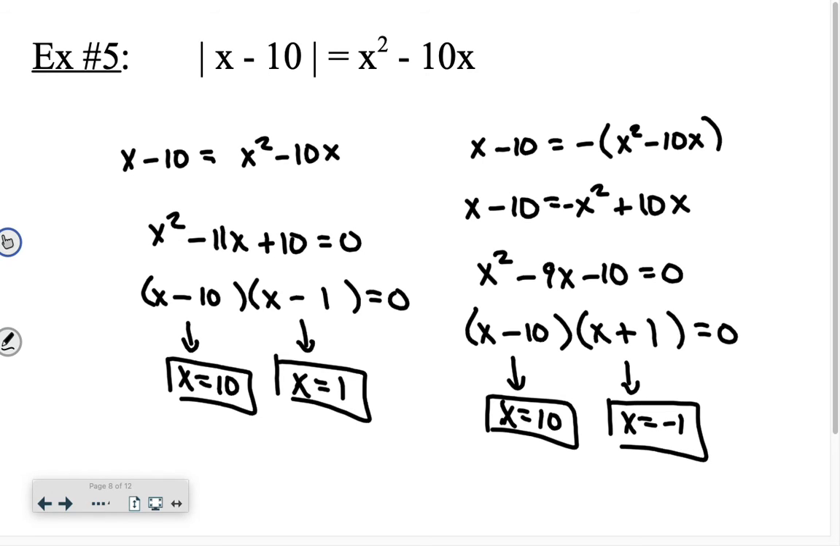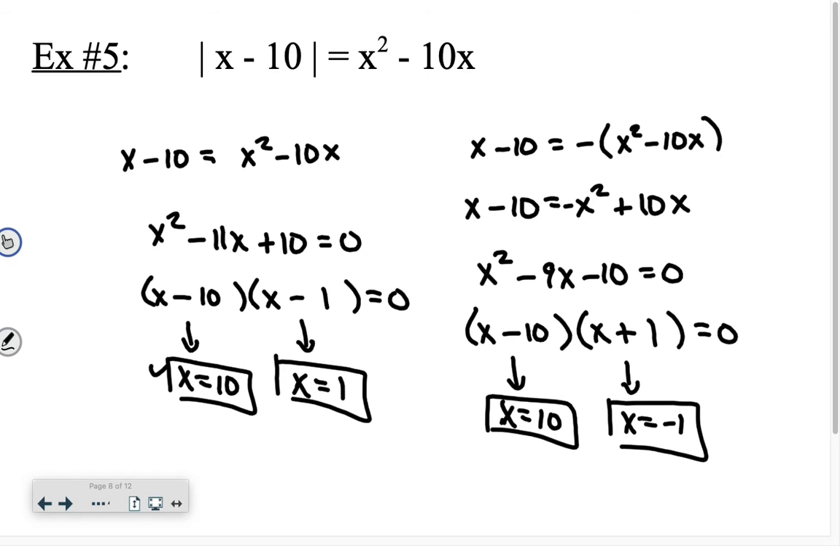Quick question. And this is about as hard as the absolute value ones will get. Do I need to check these answers? Yeah, because absolute value is restricted again. There's things that x cannot equal. For example, if I were to plug 10 back in, we just check to see if you get the same answer on the right and the left and if it works out. If I plug 10 back in, well, 10 minus 10 is nothing. Absolute value of 0 is 0. If I plug it in over on the right-hand side, 10 squared is 100. 10 times 10 is 100. You get 0. So 10, that one checks out.